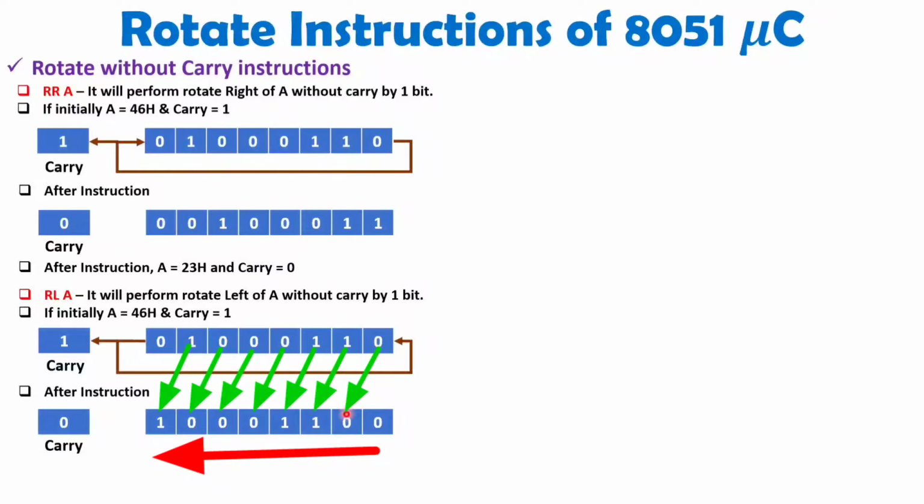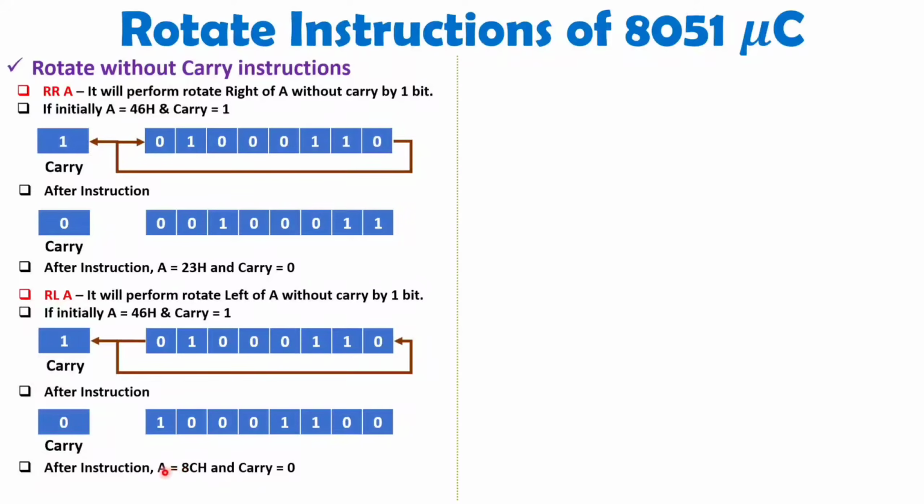So you see 0 is coming here, this 1 is coming here, this 1 is coming here, these zeros are coming here by 1 bit shifted left, and this 1 that is coming here. So after instruction execution this carry will be 0 and accumulator content will become 1 0 0 0 means 8 and 1 1 0 0 means C. So you will have accumulator as 8C hex and carry will be 0.